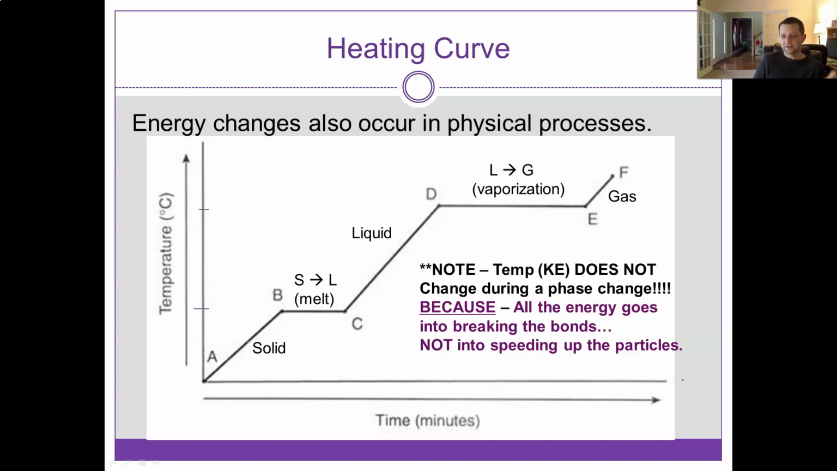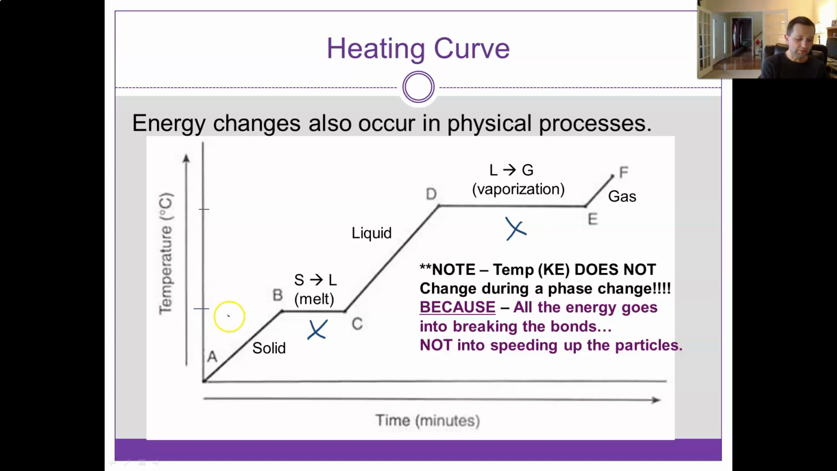So the kinetic energy does not change during a phase change, which we've talked about. All the energy goes into breaking the bonds, I wouldn't even say bonds here, I would say, if it's water, it's hydrogen bonds, right? Those intermolecular forces, those forces of attraction, are being broken here and here. That's why there's no change in temperature. The particles are not speeding up there.